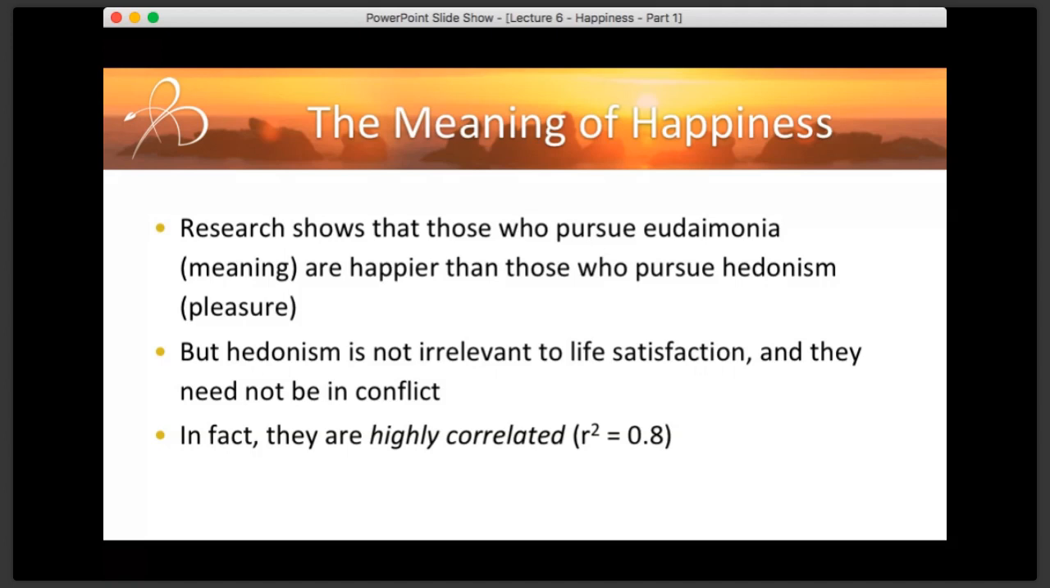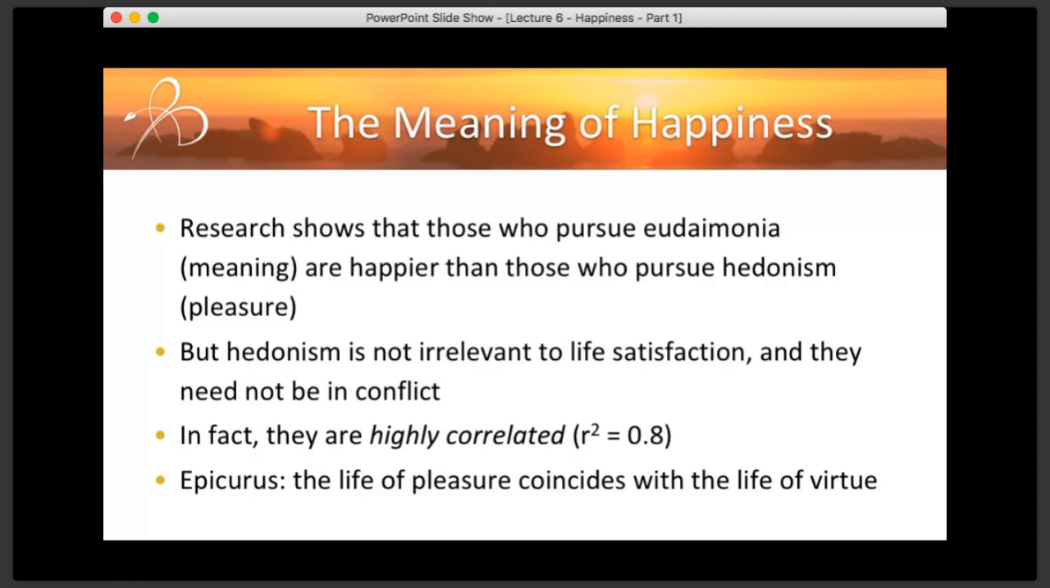So they're not the same thing, eudaimonia and hedonism, but they're so tightly linked that people make a big deal about separating them. Now, in the next lecture, I'm going to give some good reason for thinking of them somewhat separately, actually. So I'm going to backtrack on this point later. But for now, I just want to emphasize that they're highly correlated, so you don't need to think of them too separately. Pursuing one is likely to result in the other also. Epicurus himself said this. He said, the life of pleasure coincides with the life of virtue.